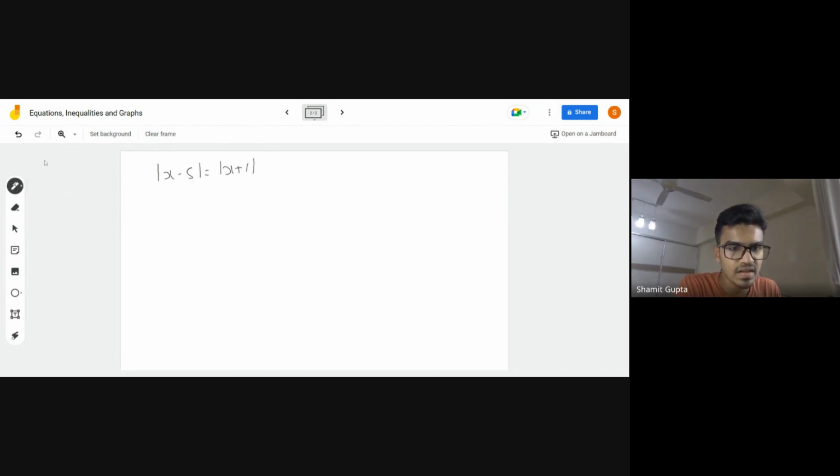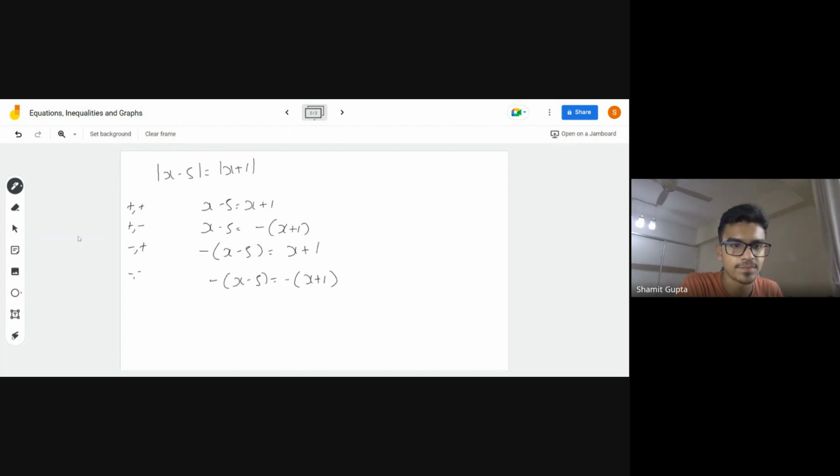Let's consider case 1, where both are positive. That becomes x minus 5 is equal to x plus 1. In the second case, the first one's positive and the second one's negative, so it becomes x minus 5 is equal to negative of x plus 1, with the negative applied to the whole thing. Then the first one's negative and the second one's positive: negative of x minus 5 is equal to x plus 1. The fourth case is both negative: negative of x minus 5 is equal to negative of x plus 1.